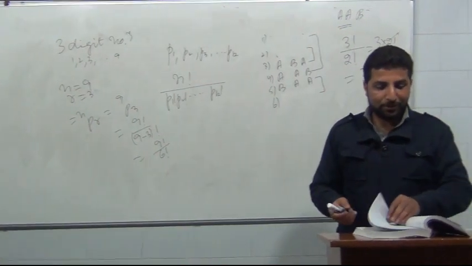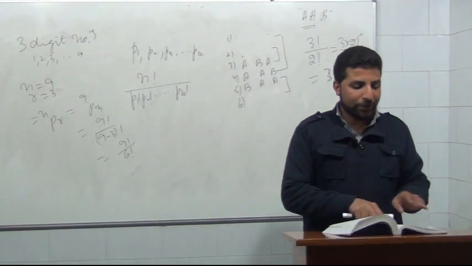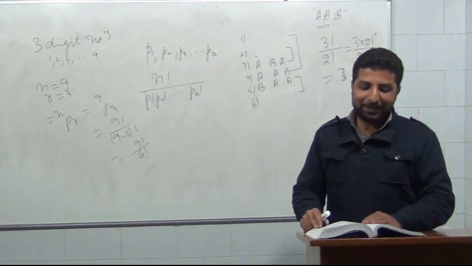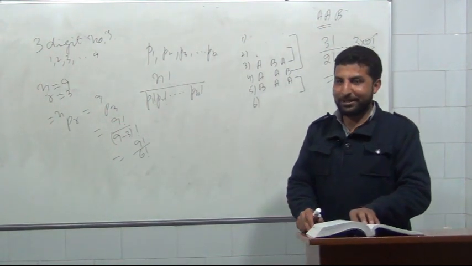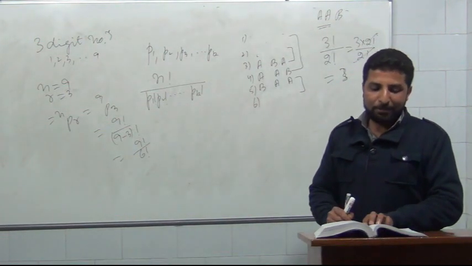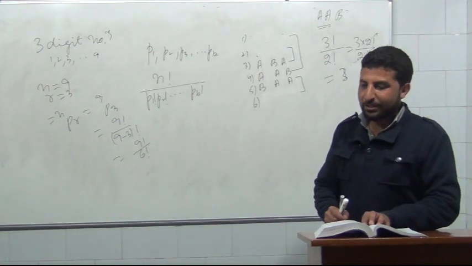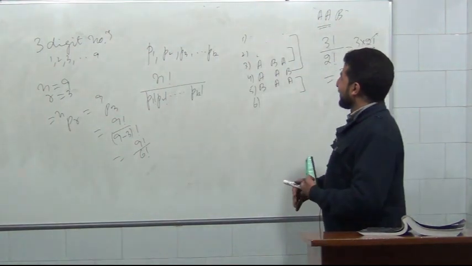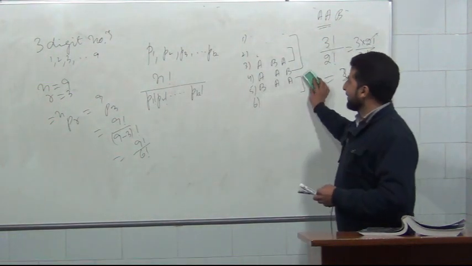Another question, it was question number 1. Another question, how many 4-digit numbers are there with no digit repeated? I will repeat my question. How many 4-digit numbers are there with no digit repeated? Do you know how many digits we have? Not 9, we have just 10.